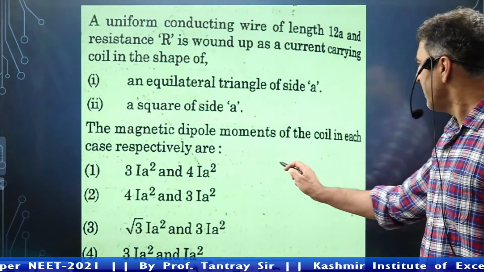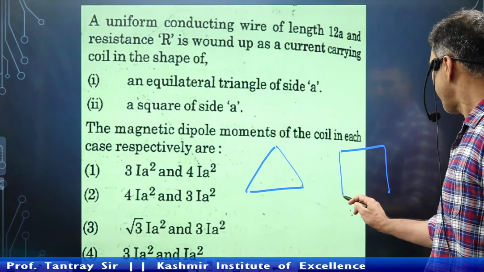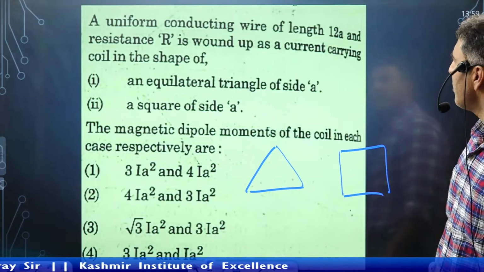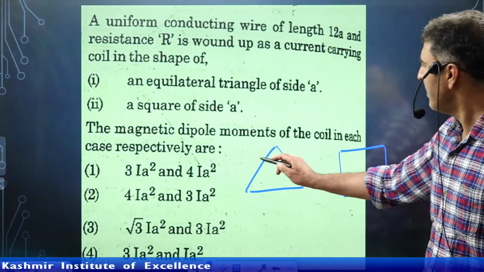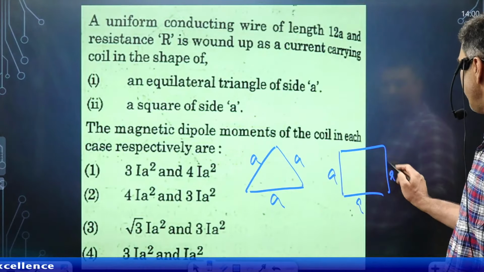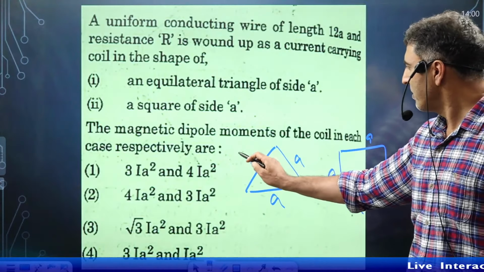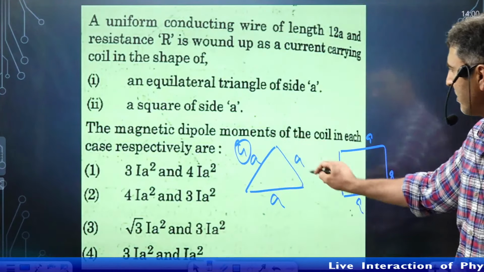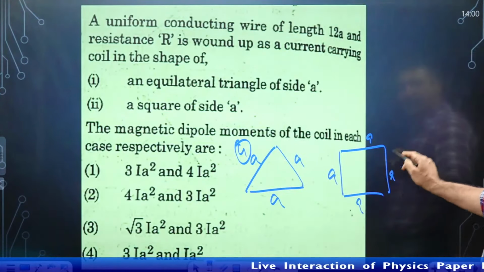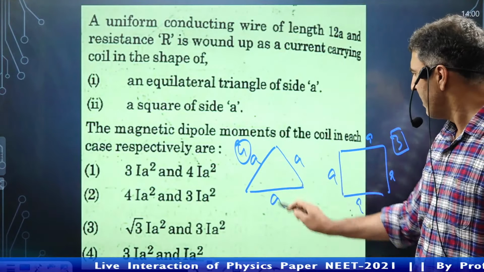So it is like this. First it is a triangle like this, then it is a square like this. Triangle, each side is A. It is A, it is A, it is A. Here also it is A, it is A, it is A, it is A. But how many turns does it need? It is 12A. It needs 4 turns here. 4 turns will make it 12A total, and here 3 turns we need to make it 4A. Here it is 4 turns, current I flows.